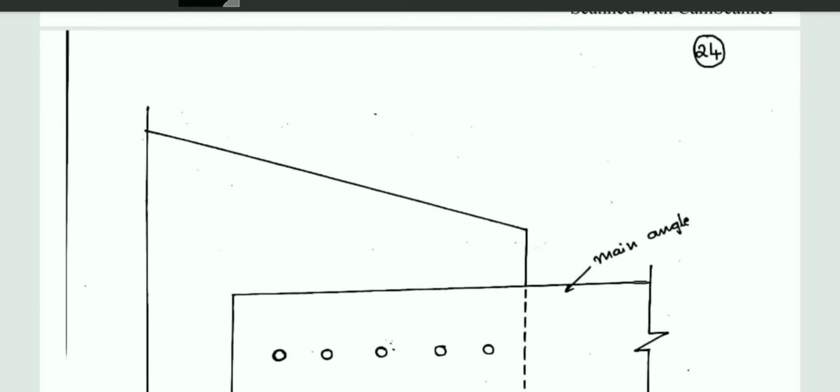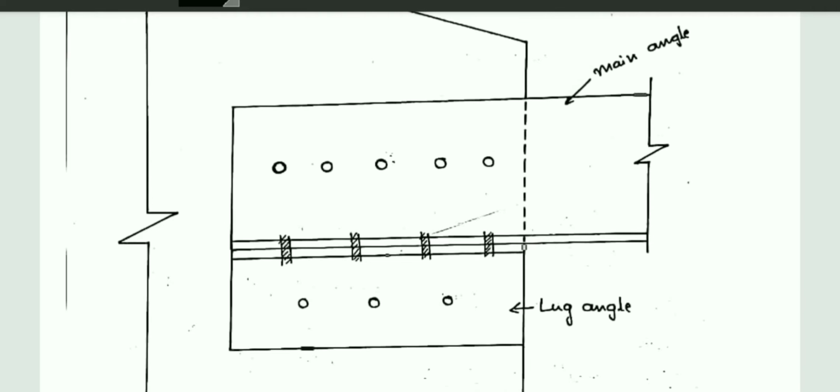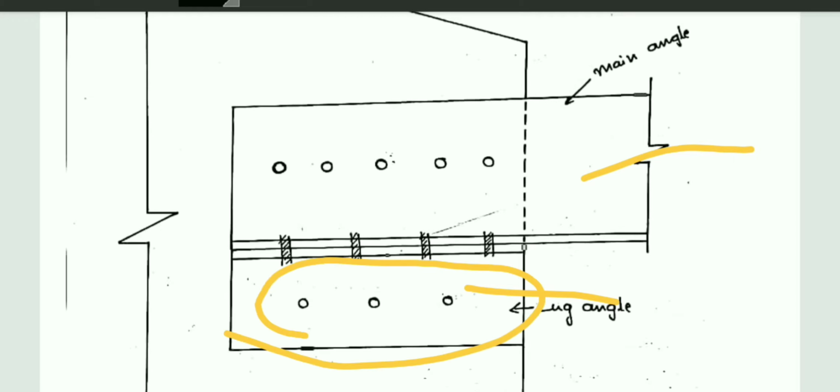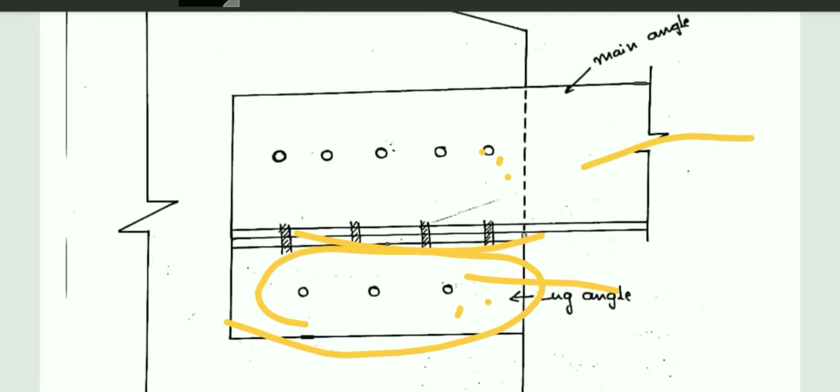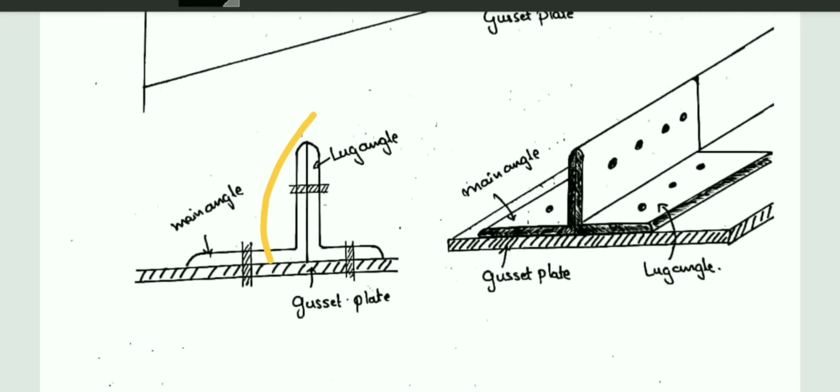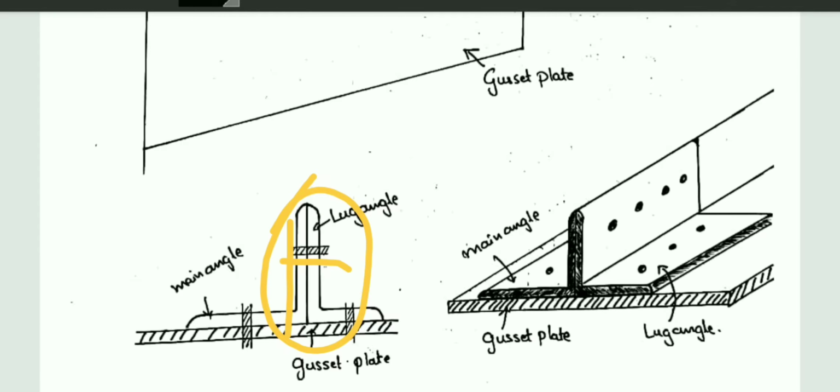If you see from the top side, this will be the main angle and this is the lug angle. So you will be adding one extra angle. The size of this angle will be smaller than that of the main angle, and these two angles are connected using welding or bolts. It is connected with the outstanding leg. In normal cases, this outstanding leg is left free, with no connections. But if a lug angle is added, this outstanding leg of the main angle will be connected to the lug angle, and the load is anyhow transferred to the gusset plate.